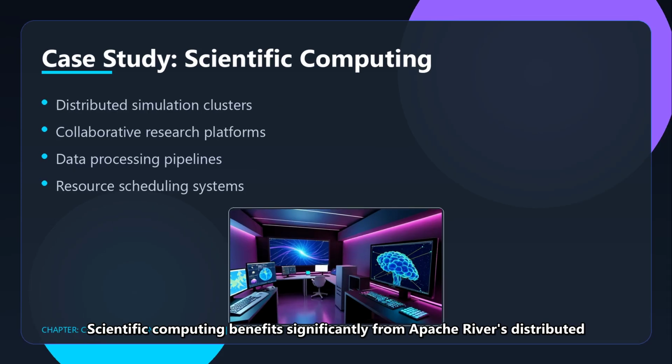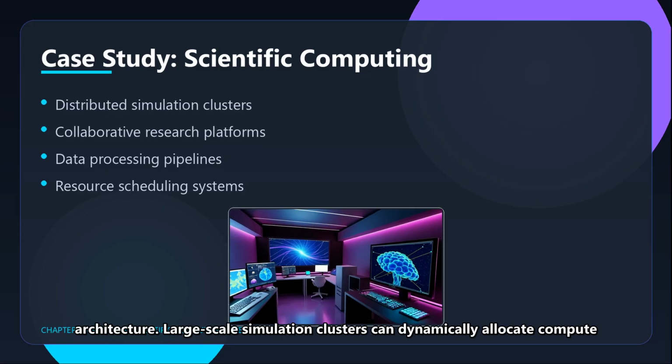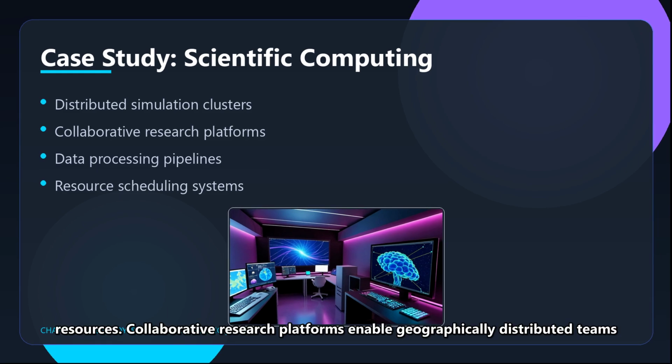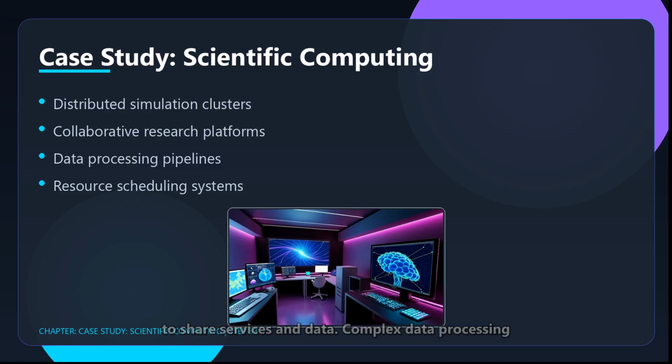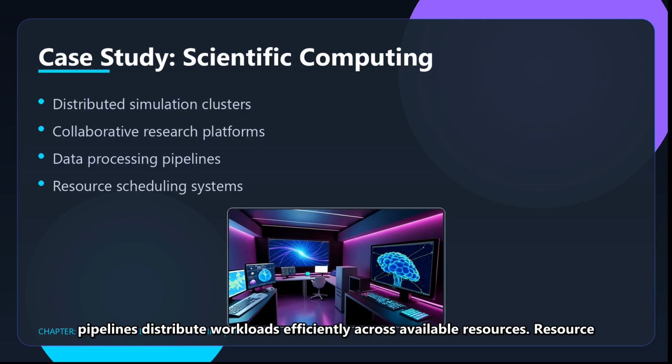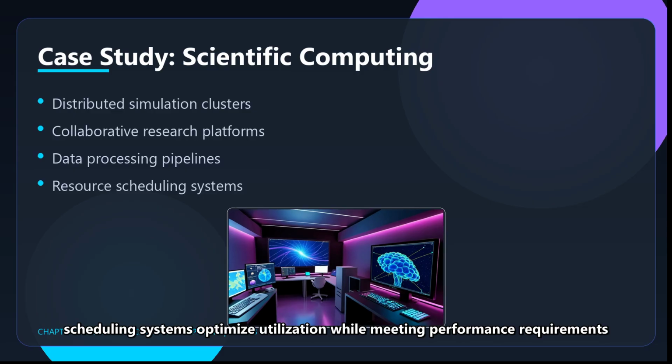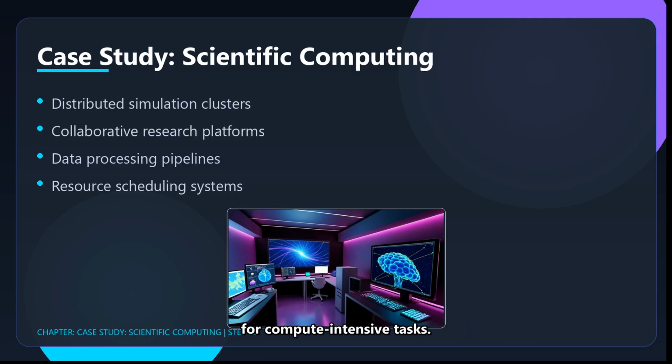Scientific computing benefits significantly from Apache River's distributed architecture. Large-scale simulation clusters can dynamically allocate compute resources. Collaborative research platforms enable geographically distributed teams to share services and data. Complex data processing pipelines distribute workloads efficiently across available resources. Resource scheduling systems optimize utilization while meeting performance requirements for compute-intensive tasks.